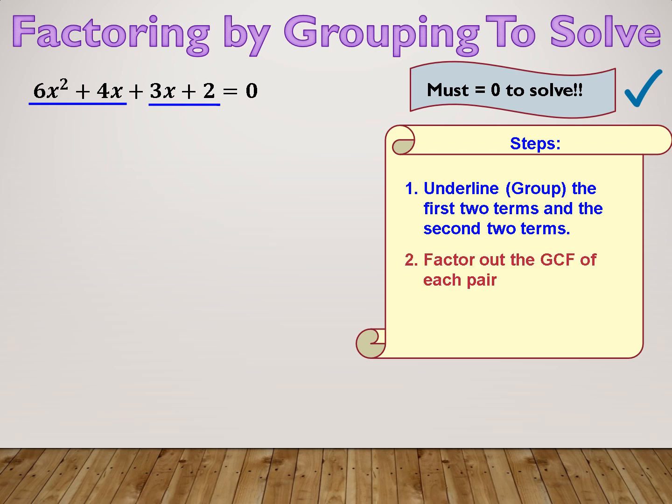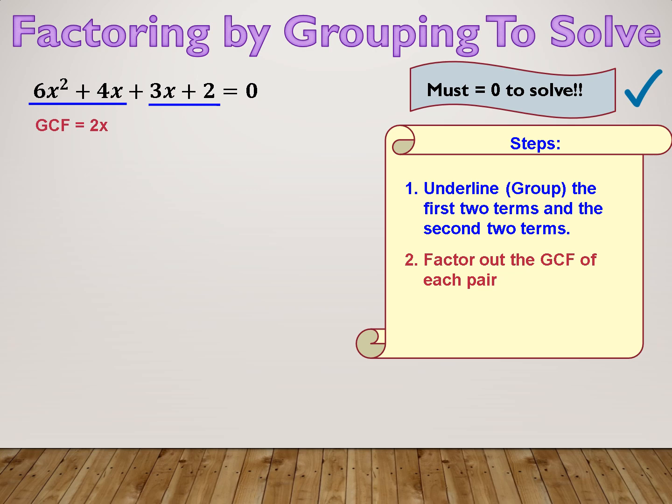Now we want to factor out the greatest common factor of each pair. So, looking at 6x squared plus 4x, the biggest number that goes into 6 and 4 is 2. And I can also pull an x out because both of those terms have an x. So I'm going to pull out a 2x. So the GCF of the first 2 terms is 2x.